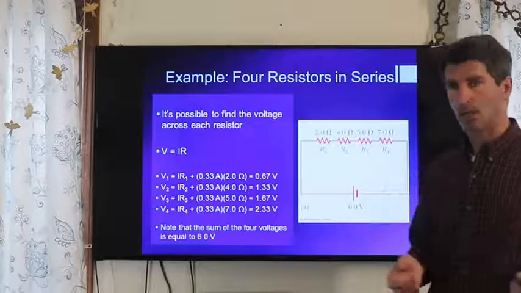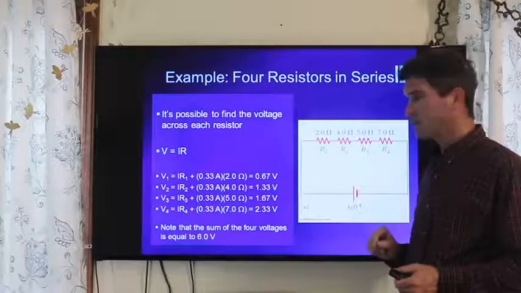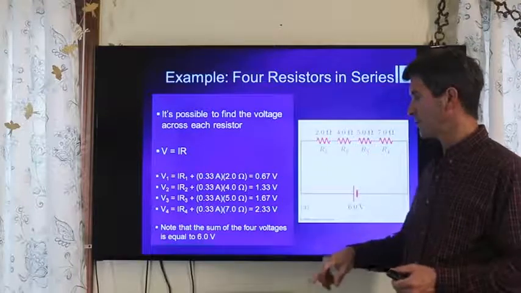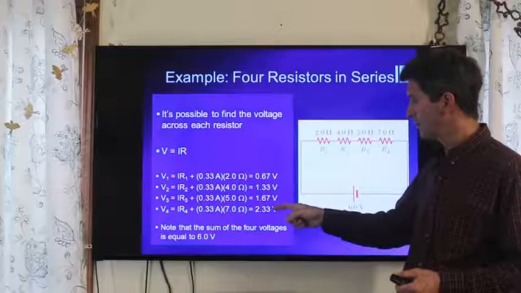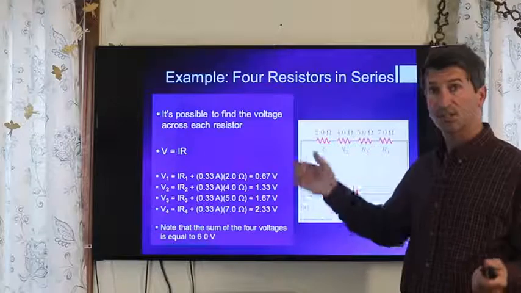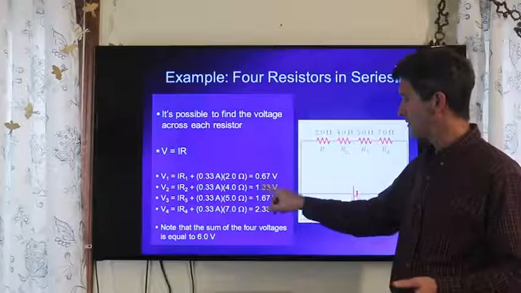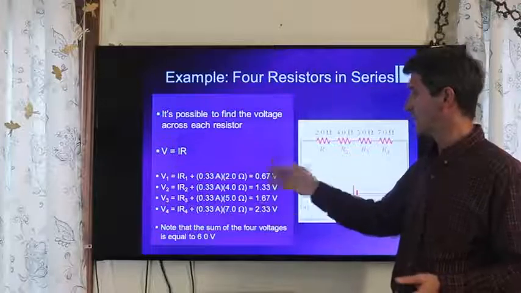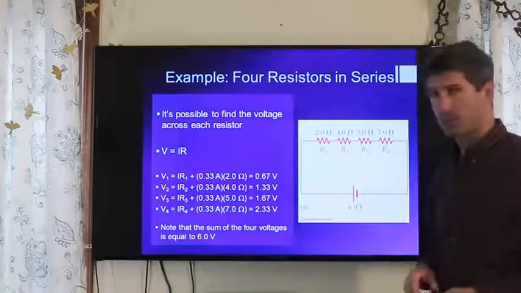So, let's add these all up. 2/3 plus 1 1/3 plus 1 2/3 plus 2 1/3. So I have 2/3, 1/3, 2/3, 1/3. Okay? So basically 6/3, that's going to give me 2 volts. I'll carry the 2 over here. 2 plus 3 plus 4, 2, 3, 4, 5, 6. 6 volts is my total.